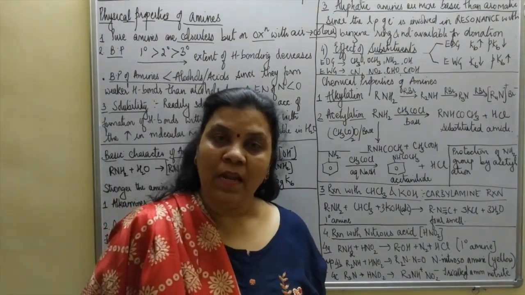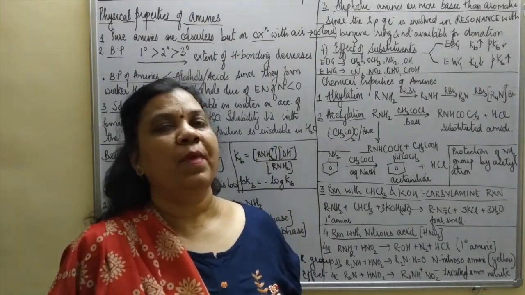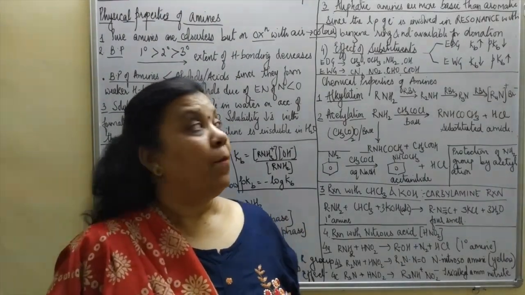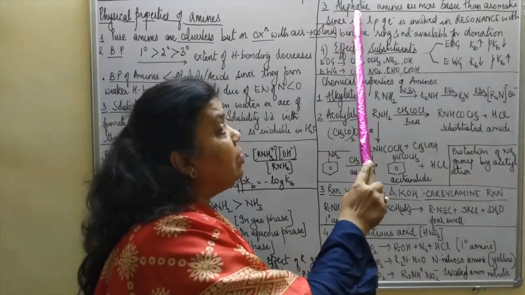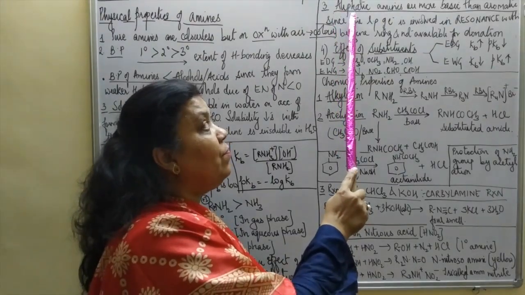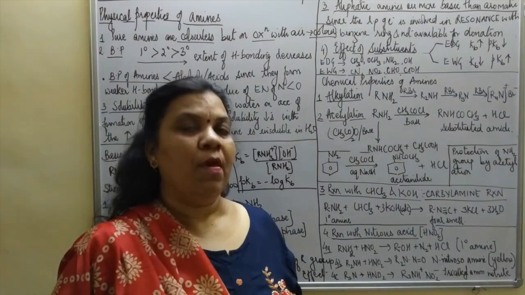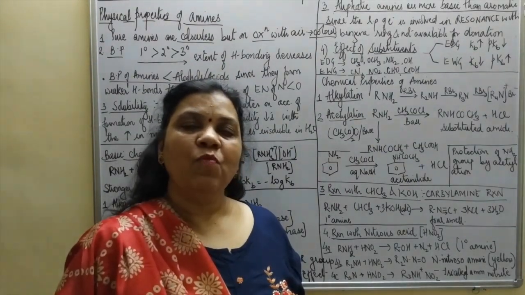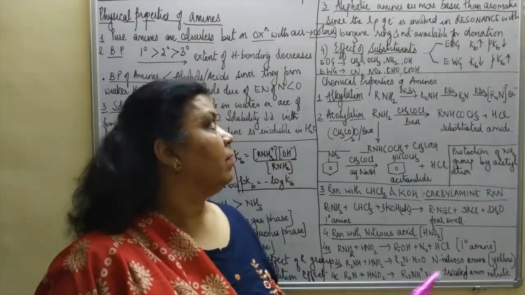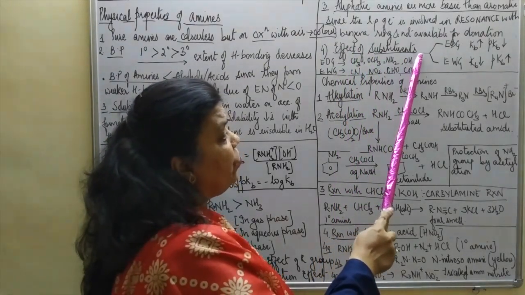In case of aniline, the lone pair on nitrogen is involved in the resonance with the benzene ring. Therefore, it is not readily available for donation. But in case of aliphatic amines, the R group, the alkyl group, tends to exert the positive inductive effect and increases the availability of lone pair on nitrogen, making aliphatic amines more basic in comparison to the aromatic amines or maybe aniline. Now let us see what is the effect of substituents on the basic strength of amines.